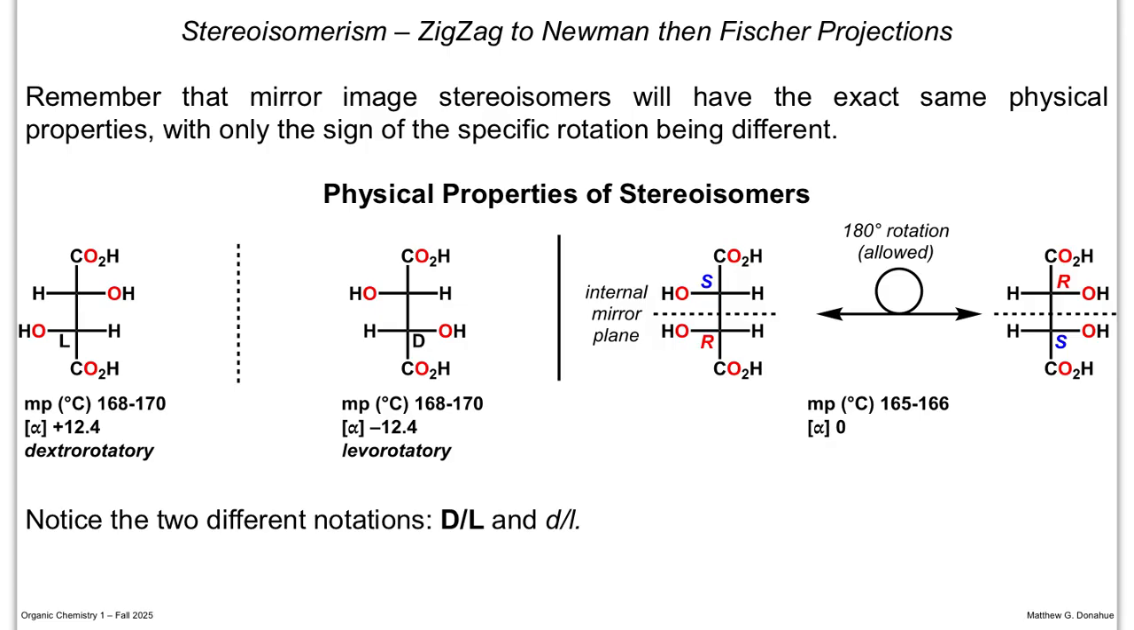So in the pair of enantiomers, you can see that the melting points are the same. The specific rotation has the same magnitude but opposite signs. So dextrorotatory, that's that little d. Levorotatory, that's the negative, that's the little l. So notice there's no correlation between that and that.